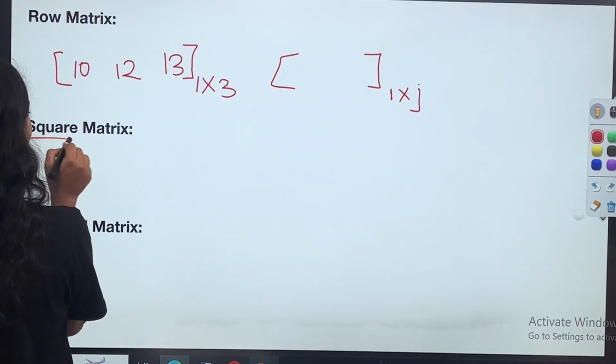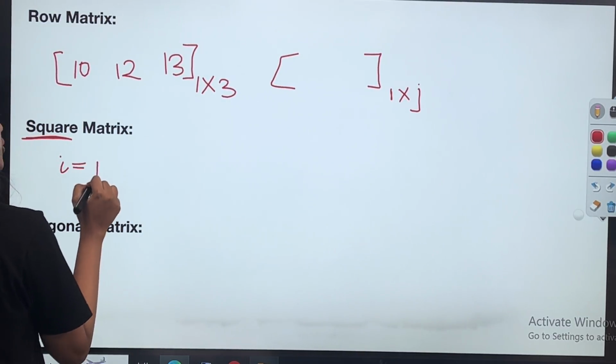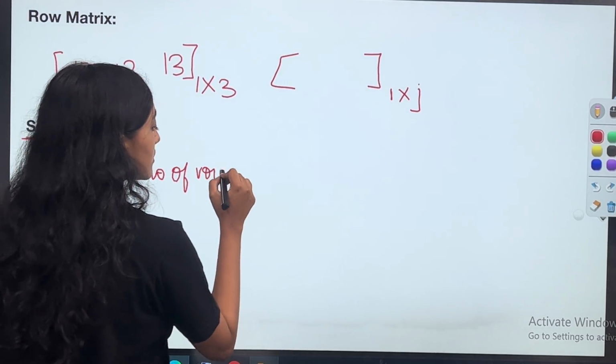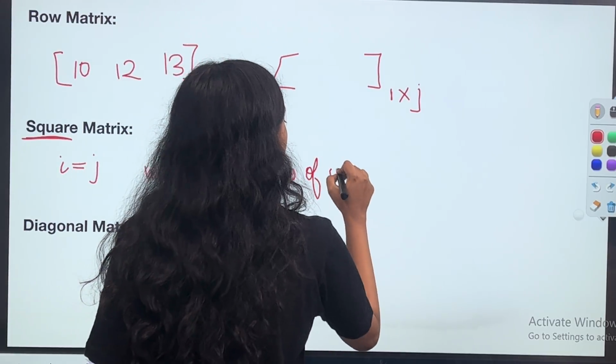Next, square matrix. In a square matrix, I is equal to J. That is, the number of rows is equal to the number of columns.